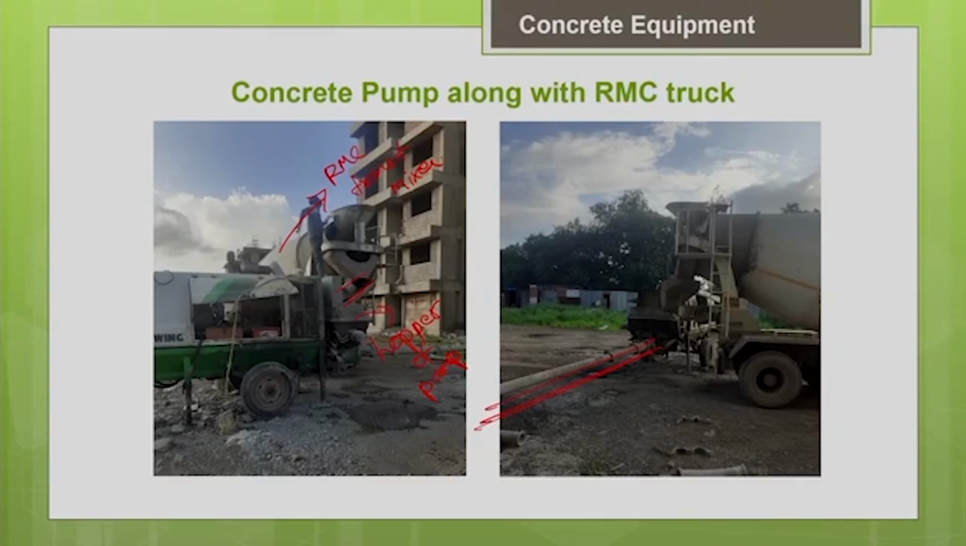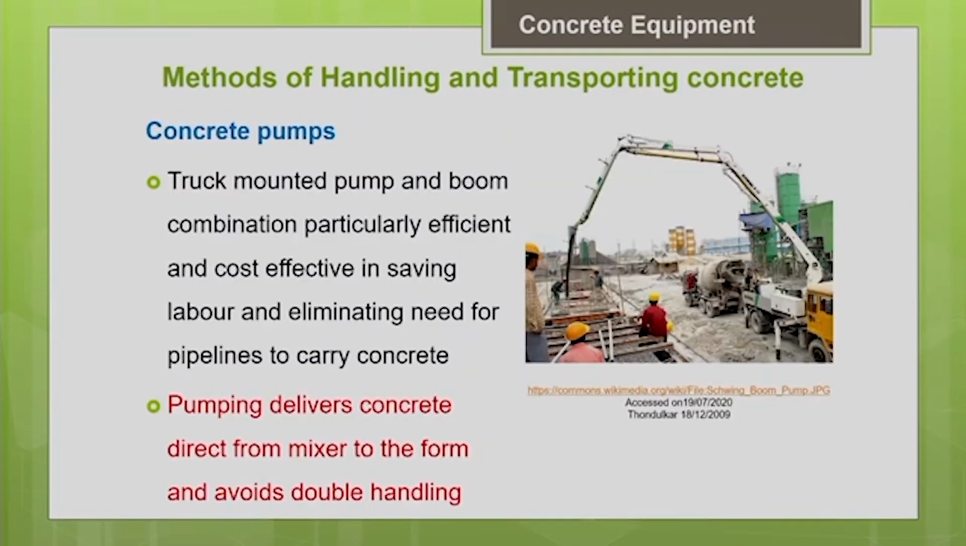Basically, we are allowing the concrete to flow through the pipelines by applying pressure with the help of the pump. In some places the job site will be very congested, so that it won't be possible to place the pipelines on the ground. In that case you can go for this truck mounted pump and boom. This is called the truck mounted pump and boom combination. Your pump and the boom are mounted on the truck.